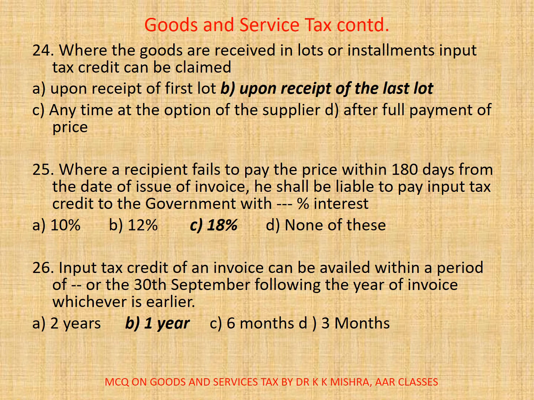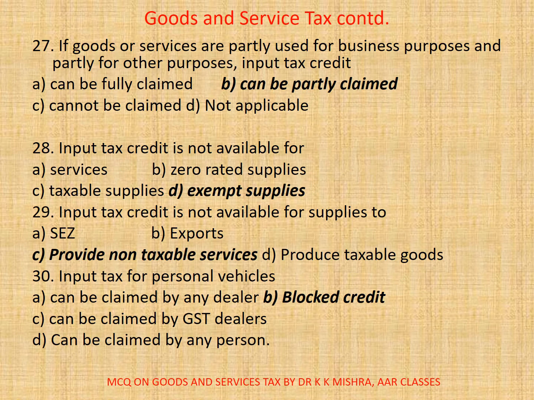26. Input tax credit of an invoice can be availed within a period of dash or the 30th September following the year of invoice, whichever is earlier. Options are A, 2 years, B, 1 year, C, 6 months, D, 3 months. The correct option is B, 1 year. 27. If goods or services are partly used for business purposes and partly for other purposes, input tax credit A, can be fully claimed, B, can be partly claimed, C, cannot be claimed, D, not applicable. The correct option is B, can be partly claimed.